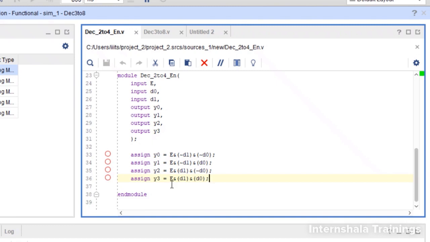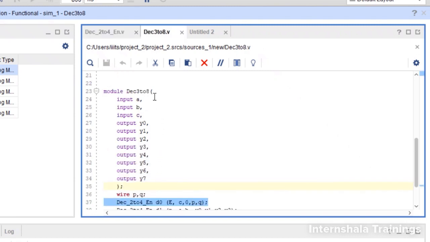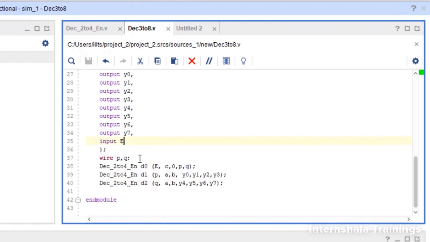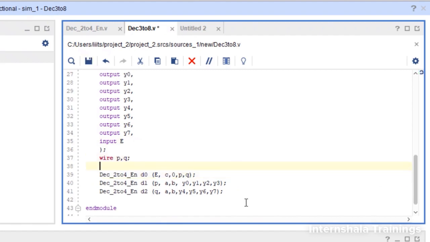Now we are coming to the 3 to 8 decoder. Here I have three inputs A, B, C. C is the highest priority and A is the lowest priority. Then we have these 8 outputs Y0 to Y7, and one more input which is enable. Then we declare two wires P and Q. Now the module instantiation is interesting.